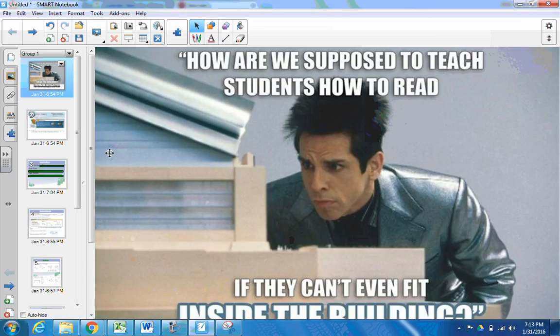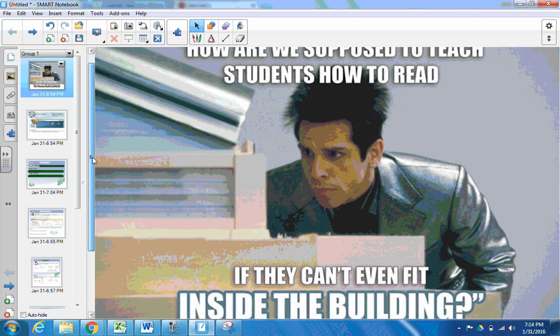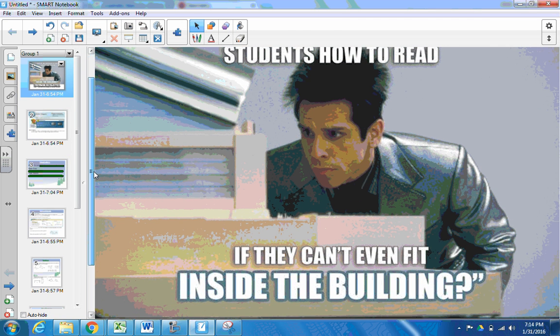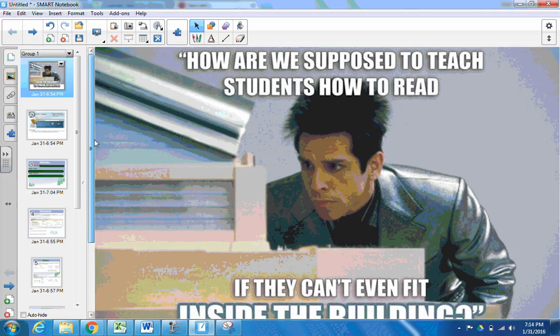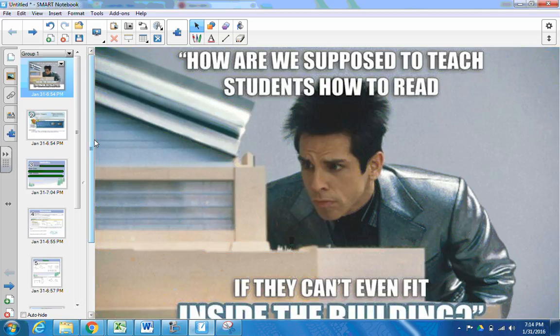How are we supposed to teach students how to read if they can't even fit inside the building? Well, there's a classic line from the movie Zoolander. I don't know if you've ever seen it before. It's a pretty crazy movie. But this is the actor from this movie, Ben Stiller, looking at a scale model of a school, and he didn't understand it.